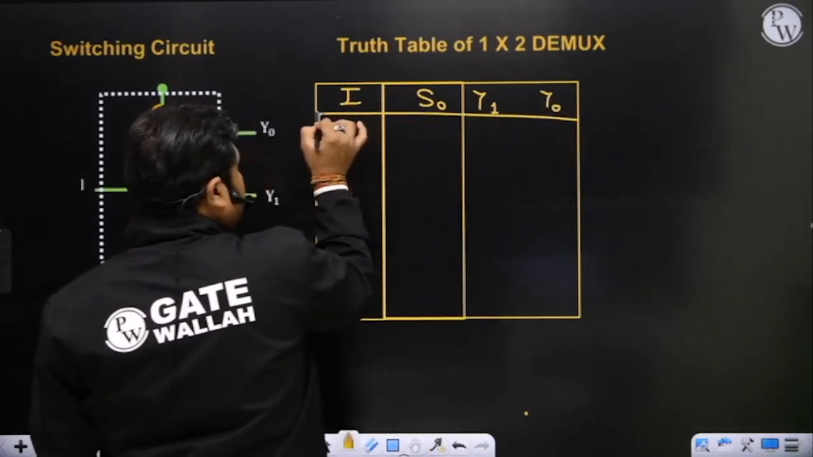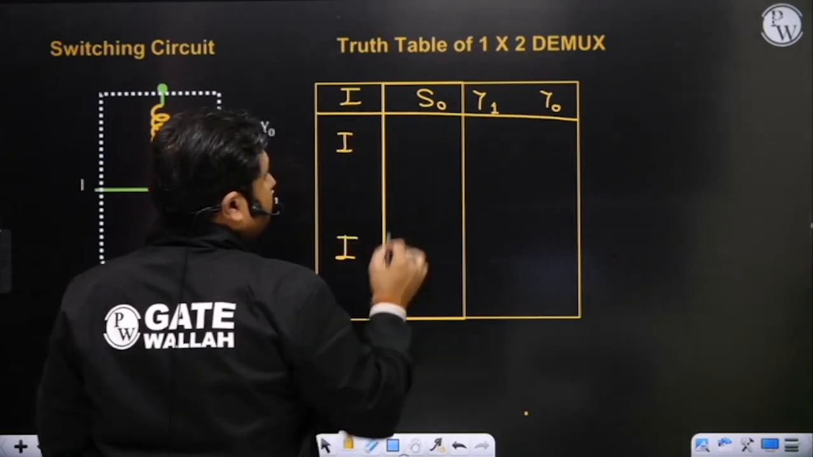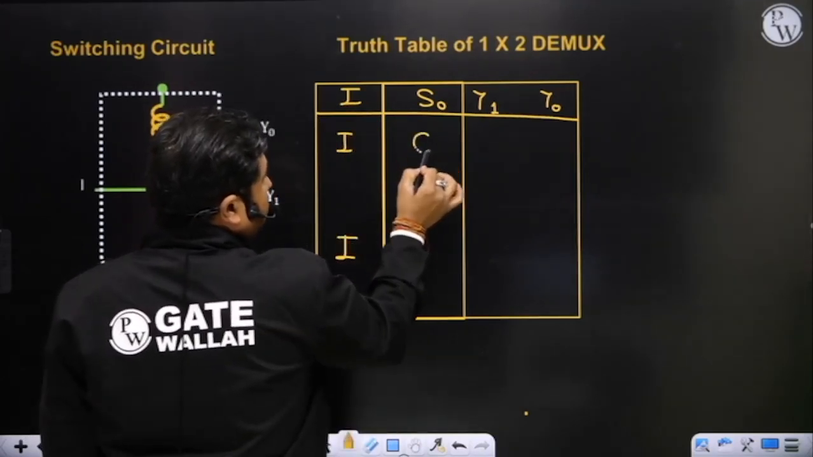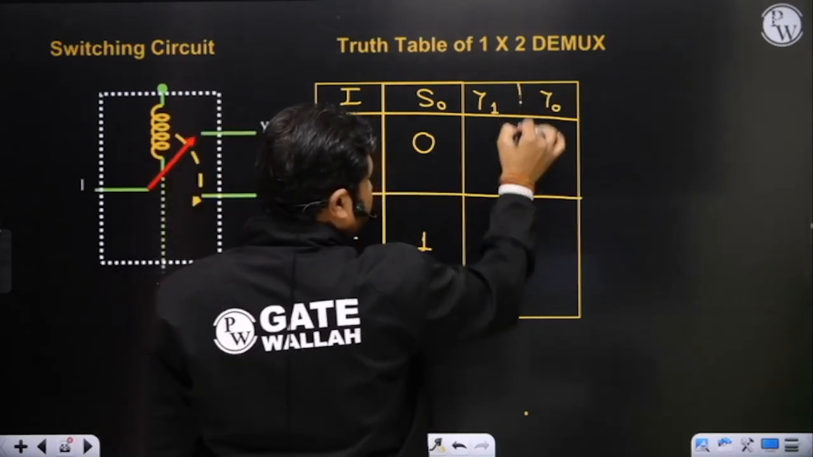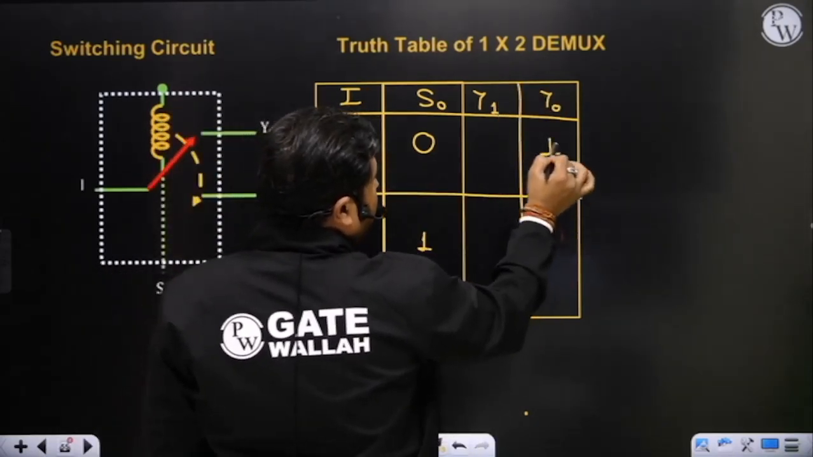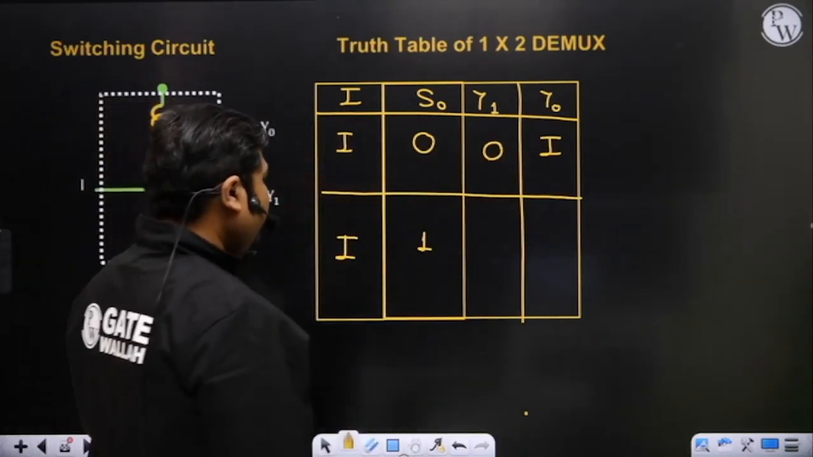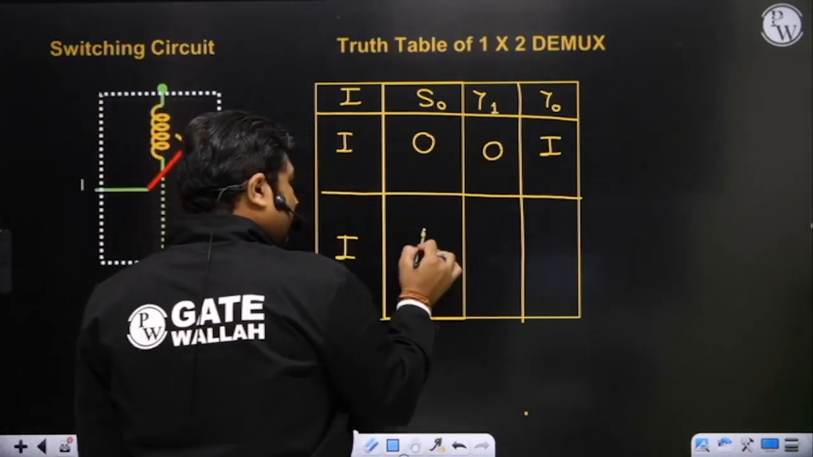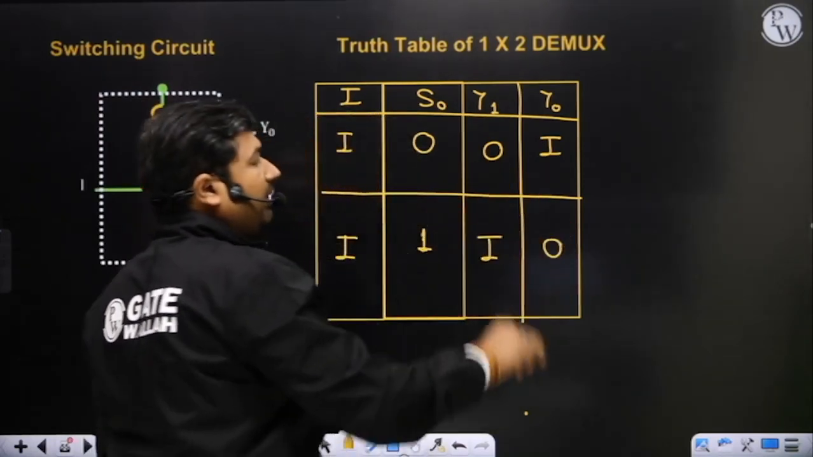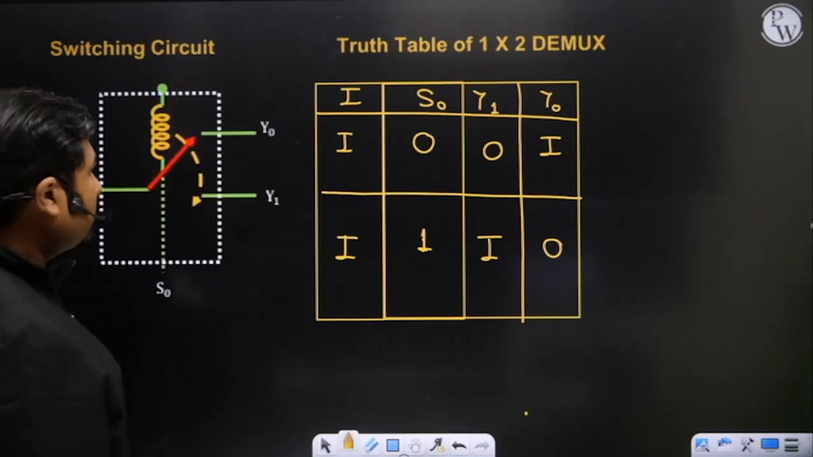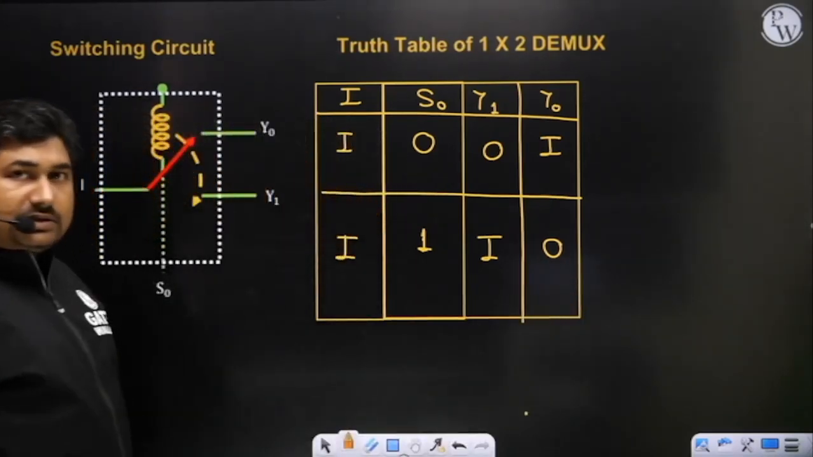Now, input is I only. Select is 0 or 1. If select is 0, input is transferred to output Y0, and Y1 will remain low. When select is 1, input is transferred to Y1, and Y0 will remain 0 only. So now we have the truth table of the 1 cross 2 demux.